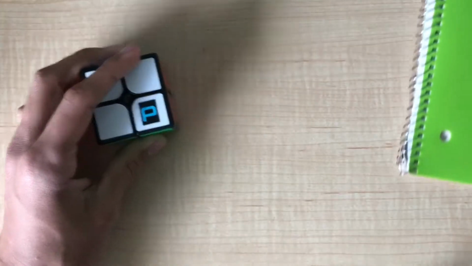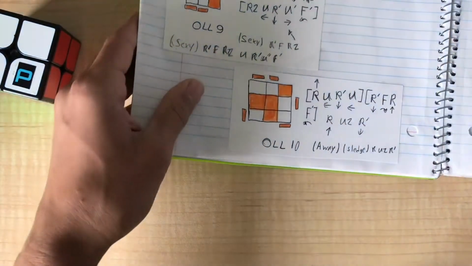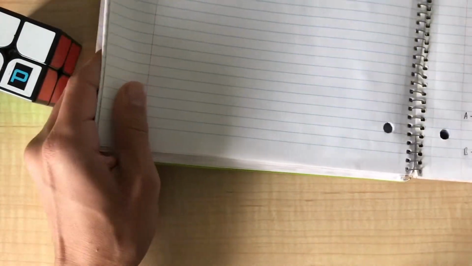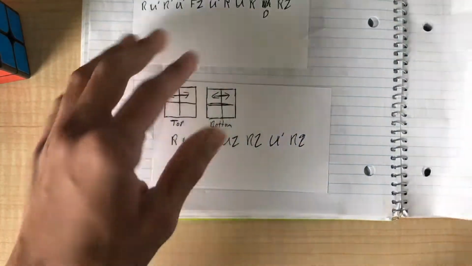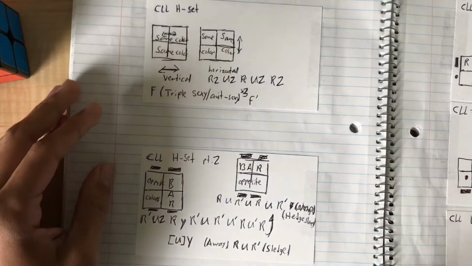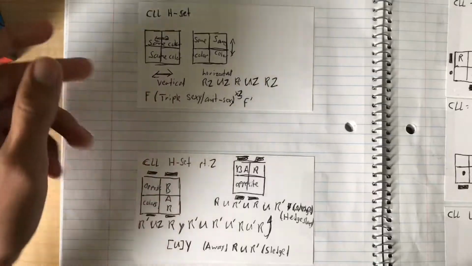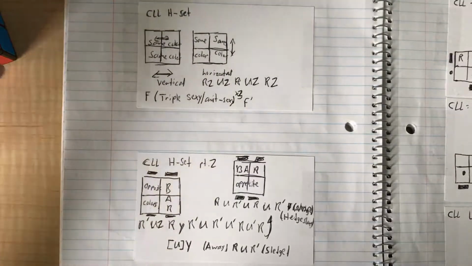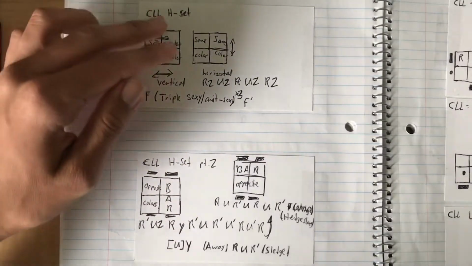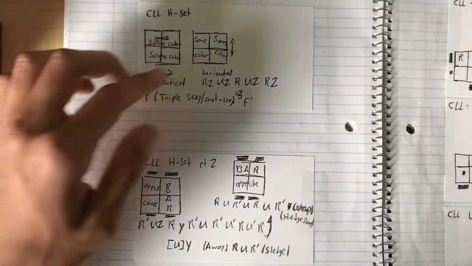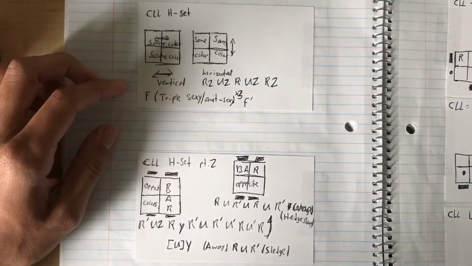Okay, that's a little better. So first things first, I drew down all the CLLs right here. I started off with H set because H was easy and it was simple to do. So day 1, I learned H set instantly because I split them up into 2 separate subsets.